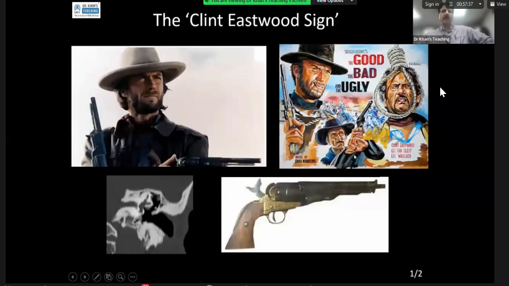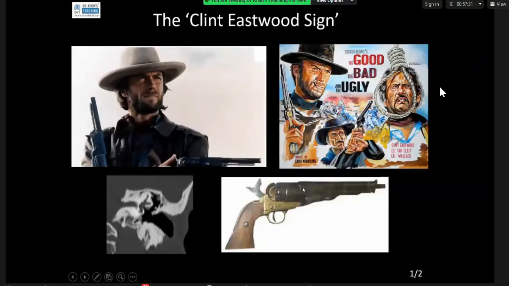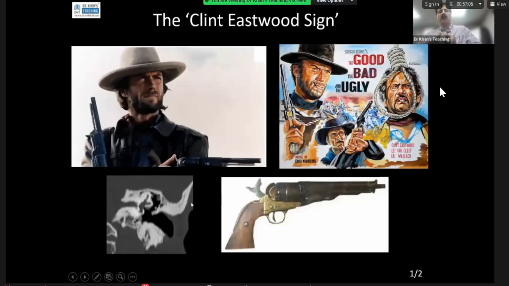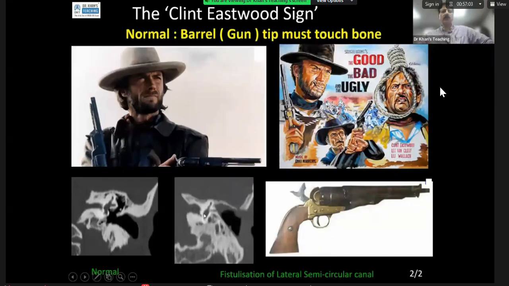This is what I call the Clint Eastwood sign. This is the old movie from 1966, The Good, the Bad and the Ugly. This is his revolver, a .357 Magnum, and this is the barrel. This barrel should touch bone. This is the hammer. This is the superior semicircular canal, and this is the vestibule. So this is the vestibule, the superior semicircular canal, and the barrel. This barrel should touch the bone. If it does not touch the bone, as in your case, this means dehiscence.